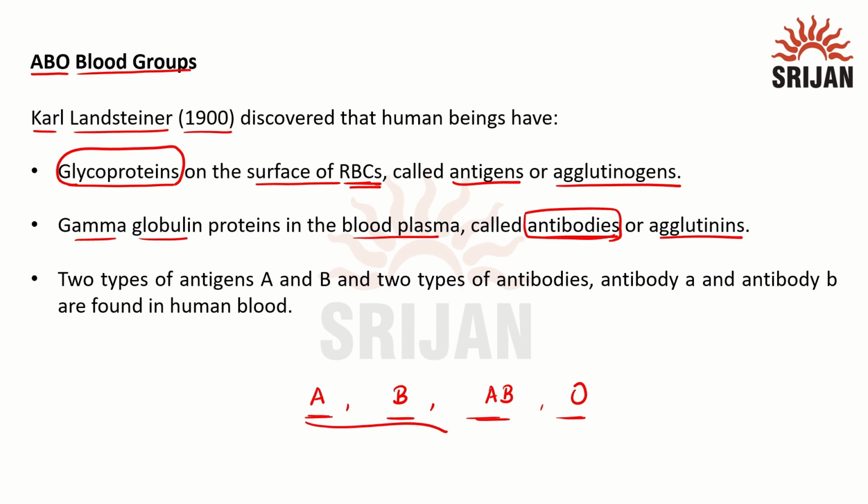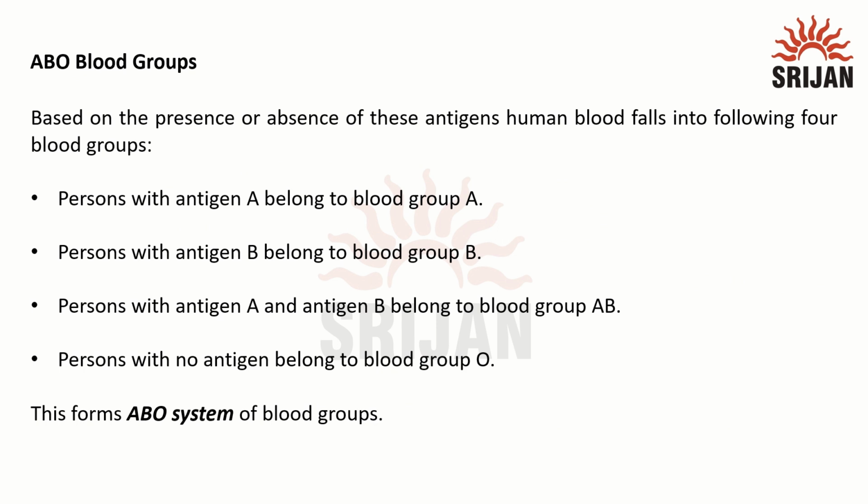So, these four blood groups are determined by two types of antigen present on RBC. One is antigen A and the other is antigen B. So, two types of antigens, that is A and B, and two types of antibodies, that is antibody A and antibody B, are found in human blood. Now, let us see how they are grouped into A, B, AB and O blood groups. Based on presence or absence of these antigens, human blood group falls into four different categories.